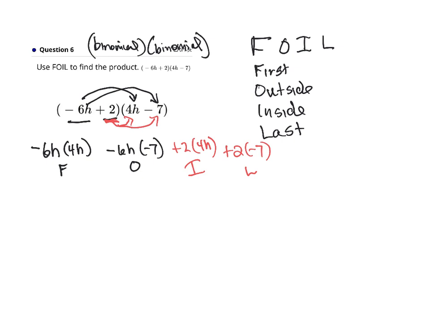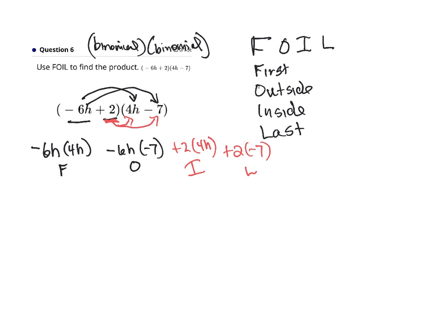So that's where the FOIL comes from. If you get confused with FOIL, just take the first term, multiply it times everything in the other set of parentheses, then take the next term, multiply it times everything else in the other set of parentheses, and then we're going to collect like terms. But first, we need to multiply here. And again, these are extra steps. You can do this all in one step.